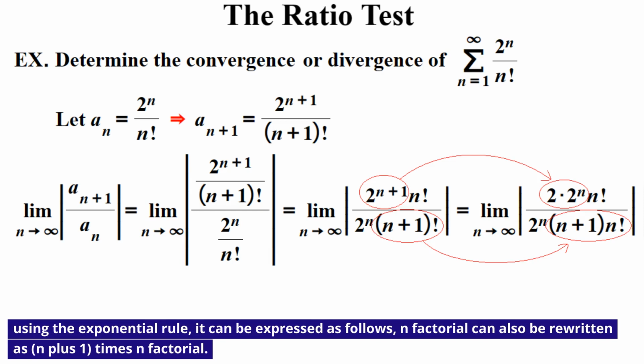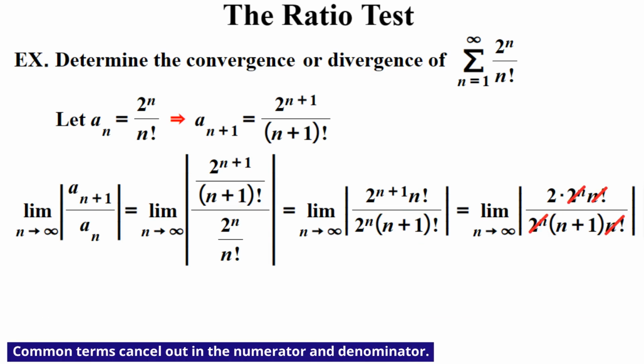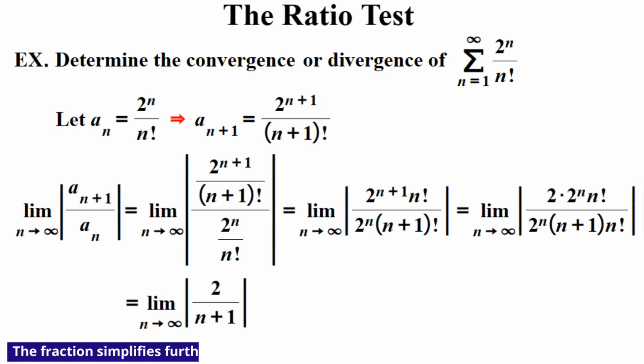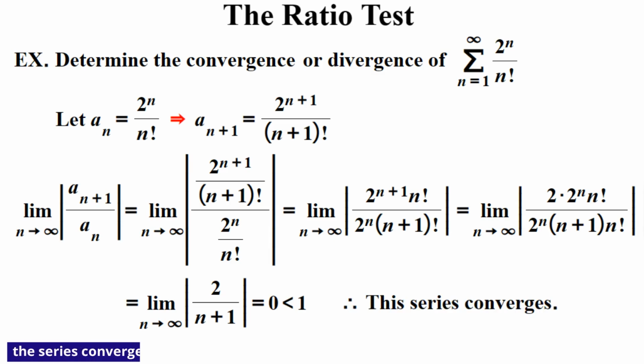N plus 1 factorial can also be rewritten as n plus 1 times n factorial. Common terms cancel out in the numerator and denominator. The fraction simplifies further. The limit approaches 0. As we learned earlier, if the value of L is less than 1, the series converges.